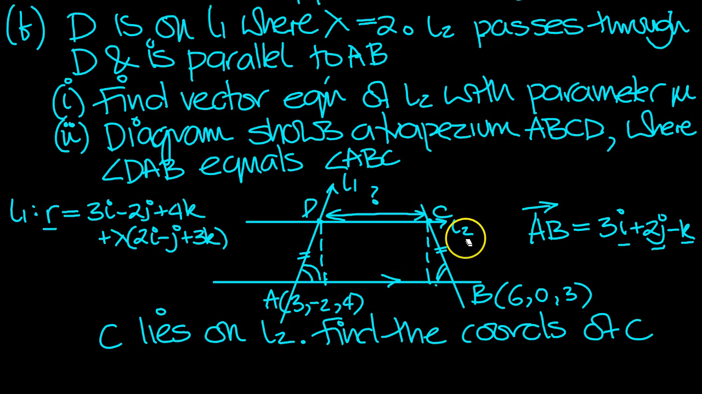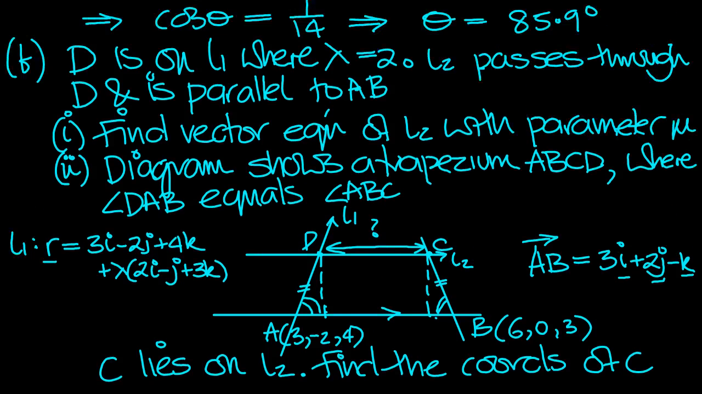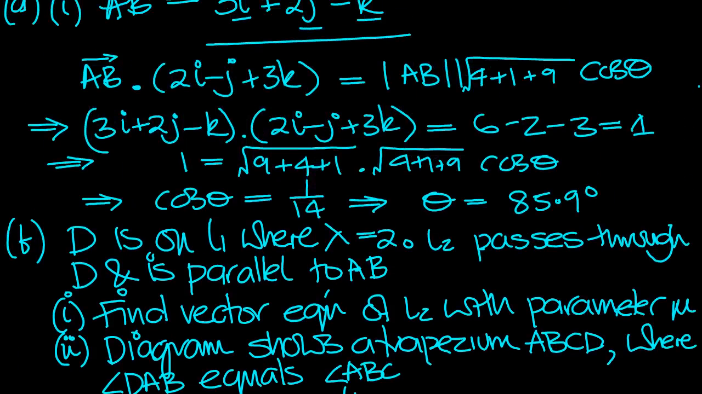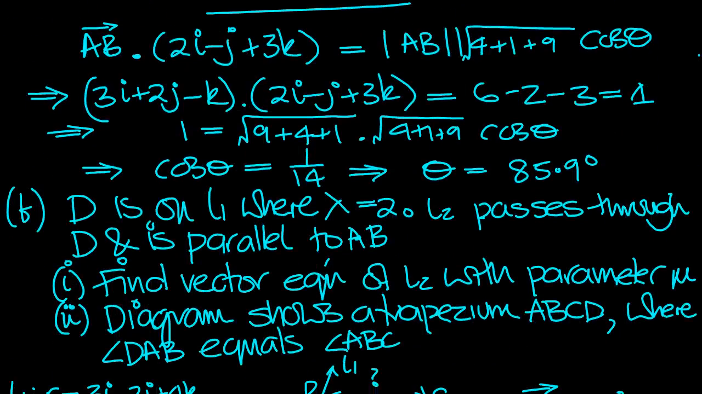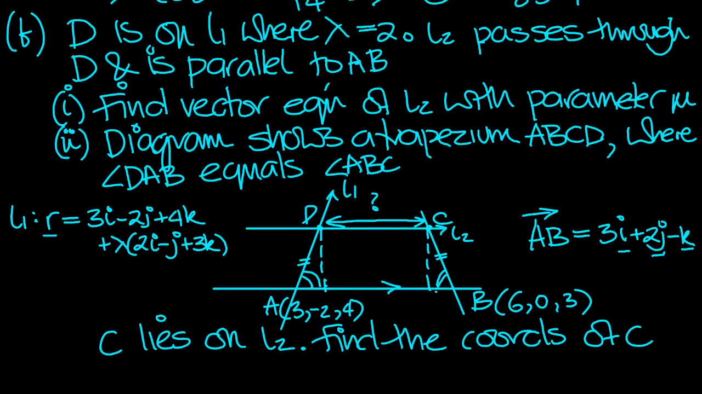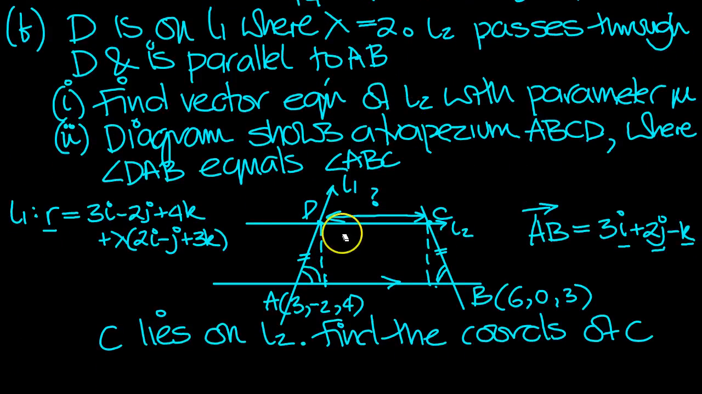So let's have a little look at this question then. What I've done is put all the information from section A into the question itself. Here's L1, that line there. We'll need L2 as well, which we need to find in this section. A has these coordinates, B has these coordinates. D is on L1, where lambda is 2.